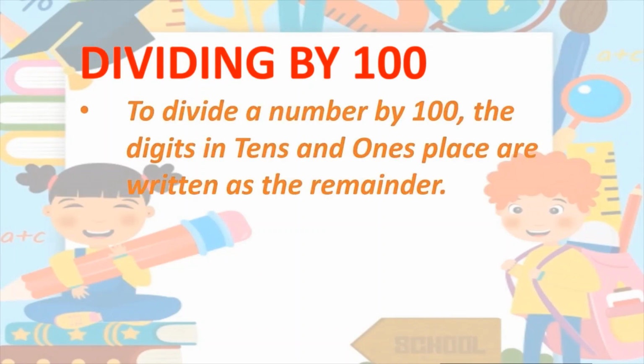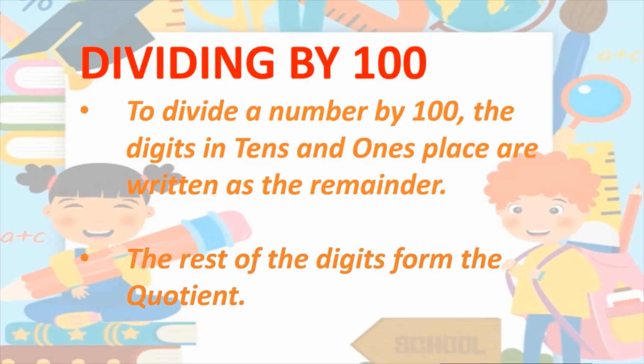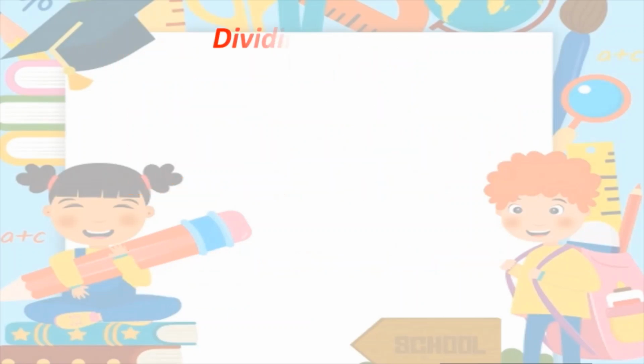Now we learn to divide by 100. So to divide a number by 100, the digits in tens and ones place are written as the remainder. And the rest of the digits form the quotient. So let us see how.